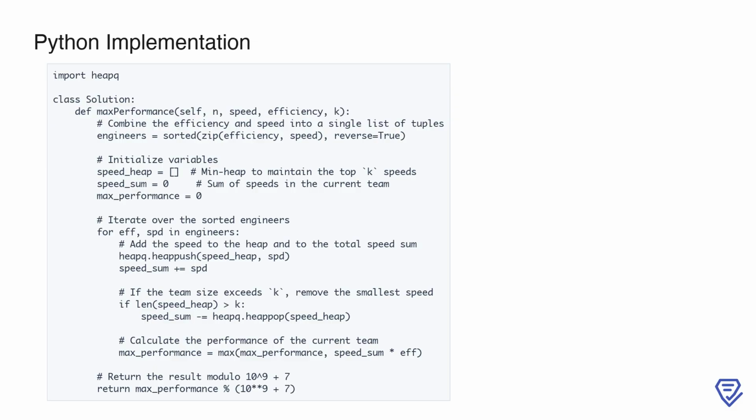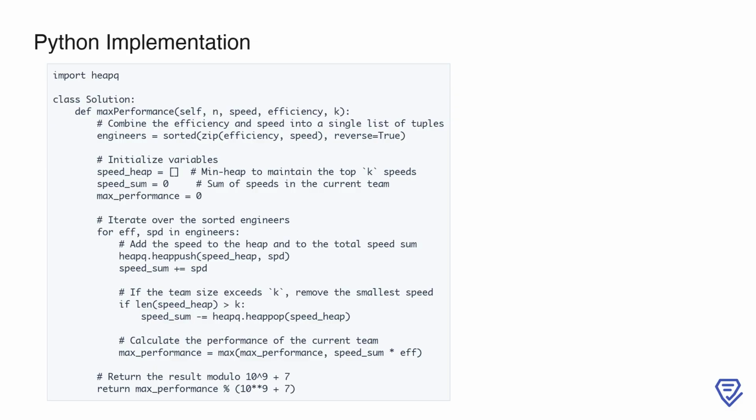3. Iterating over engineers. For each engineer, their speed is added to the heap and the total speed sum is updated. If the heap size exceeds k, the smallest speed is removed from the heap, and the speed sum is adjusted accordingly. This ensures the team size constraint is always satisfied. 4. Performance calculation. For each engineer added, the current performance is calculated as the product of the speed_sum and the engineer's efficiency, f. The maximum performance observed so far is updated. 5. A final result. The maximum performance is returned modulo 10^9 plus 7, as required by the problem constraints.